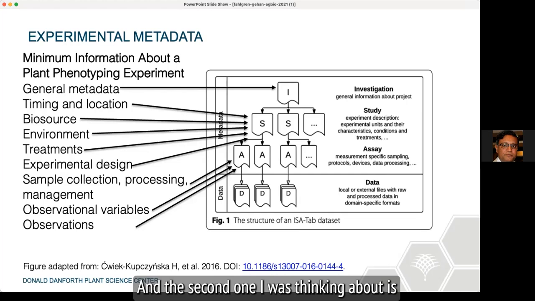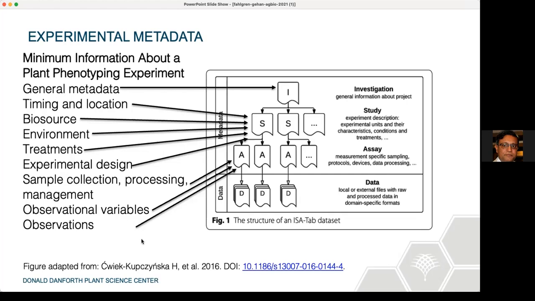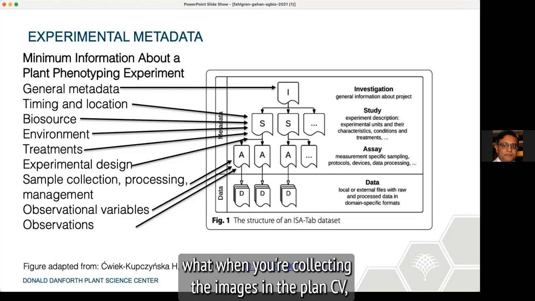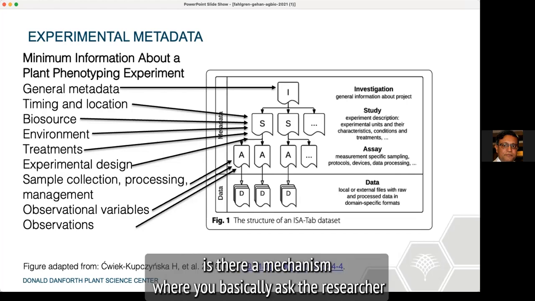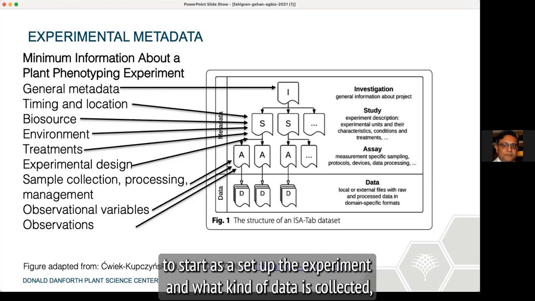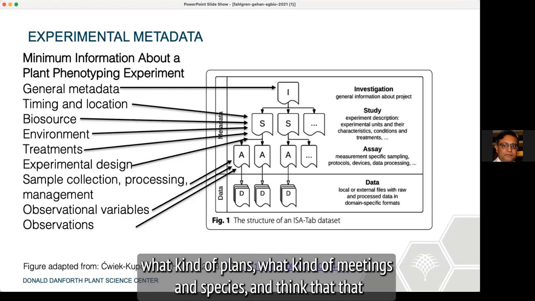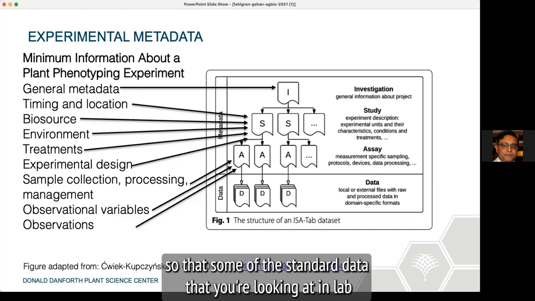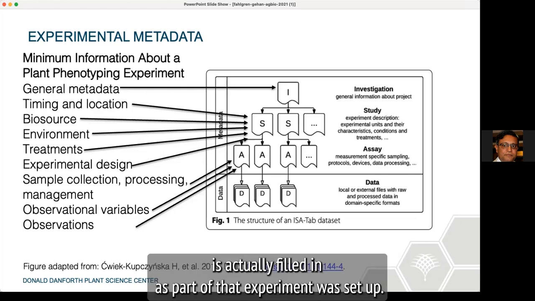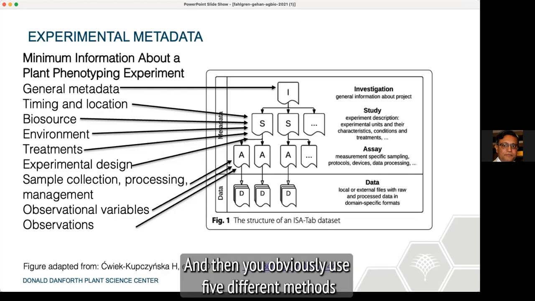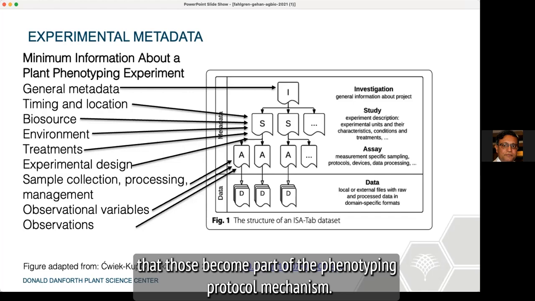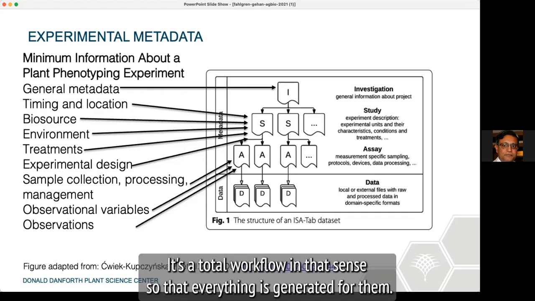And the second one I was thinking about is, when you're collecting the images in PlantCV, is there a mechanism where you basically ask the researcher to start by setting up the experiment: what kind of data are you collecting, what kind of plants, what kind of mutants and species and things like that, so that some of the standard data that you're looking at in MIAPI is actually filled in as part of that experimental setup. And then you obviously use different methods, so those become part of the phenotyping protocol mechanism. It's a total workflow in that sense, so everything is standardized for them.